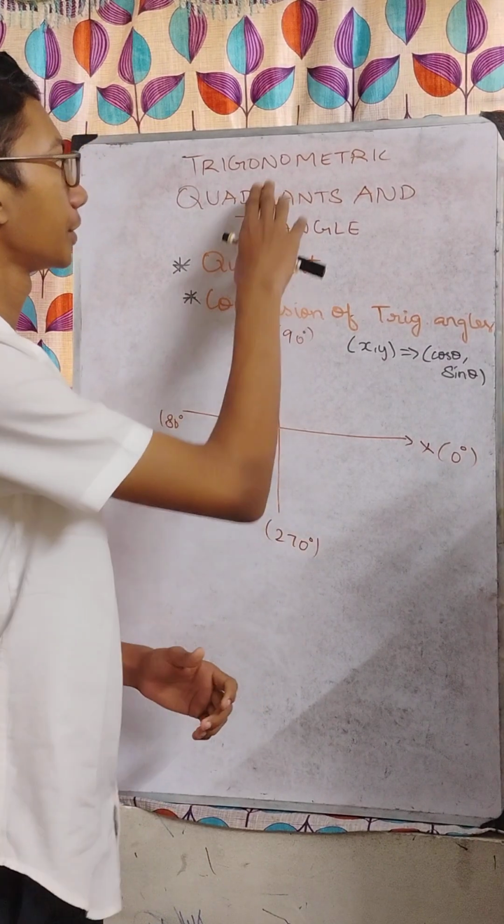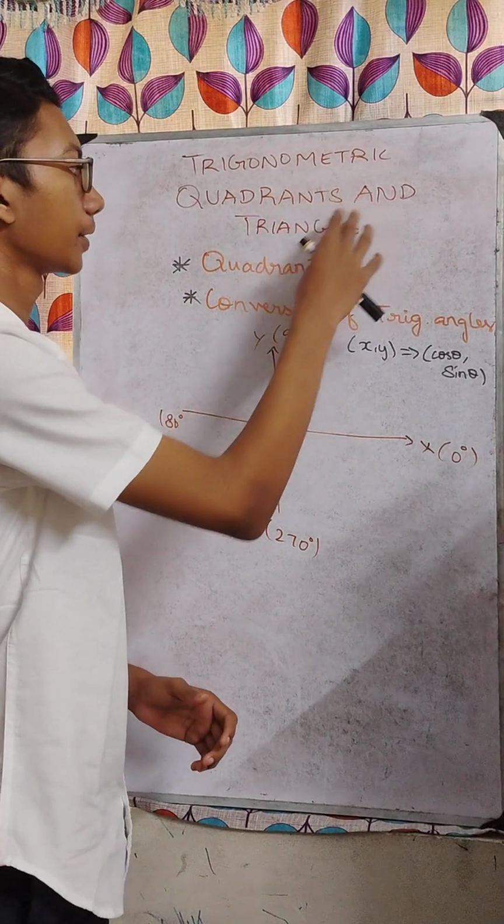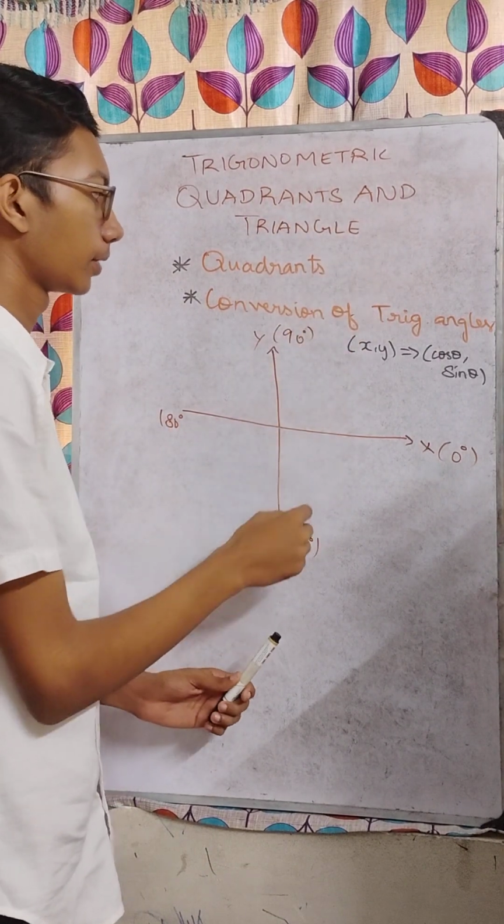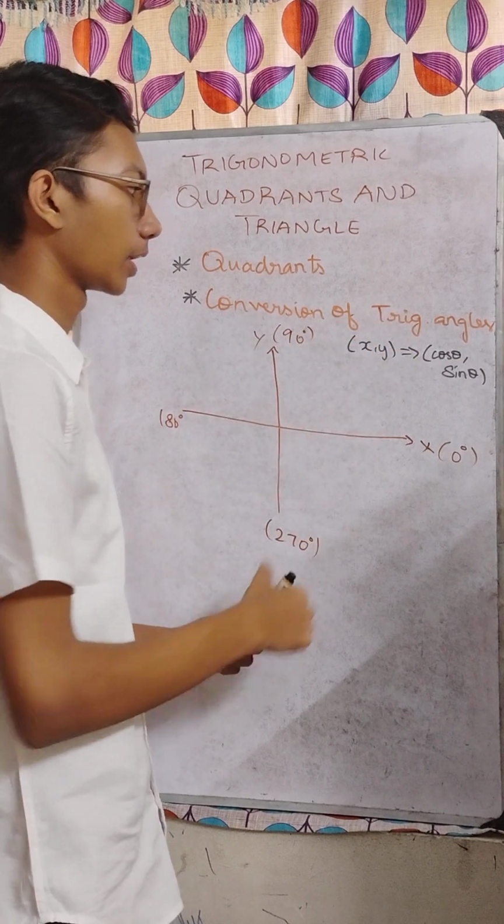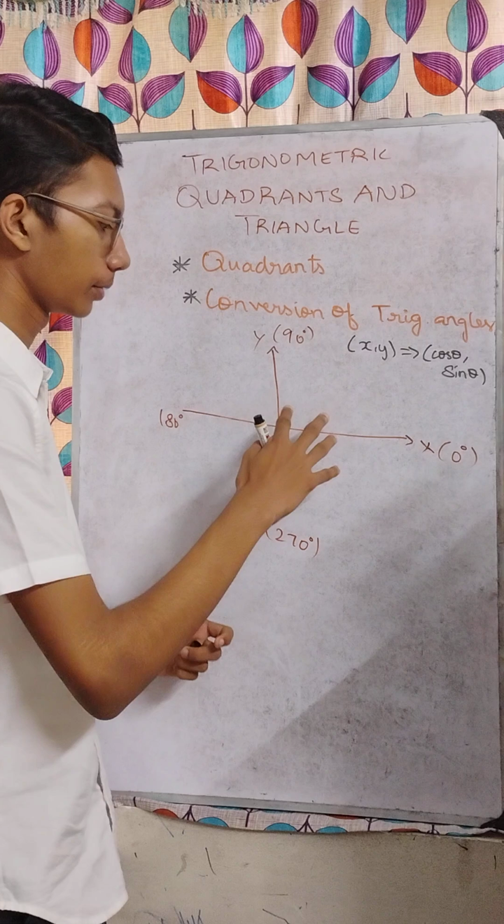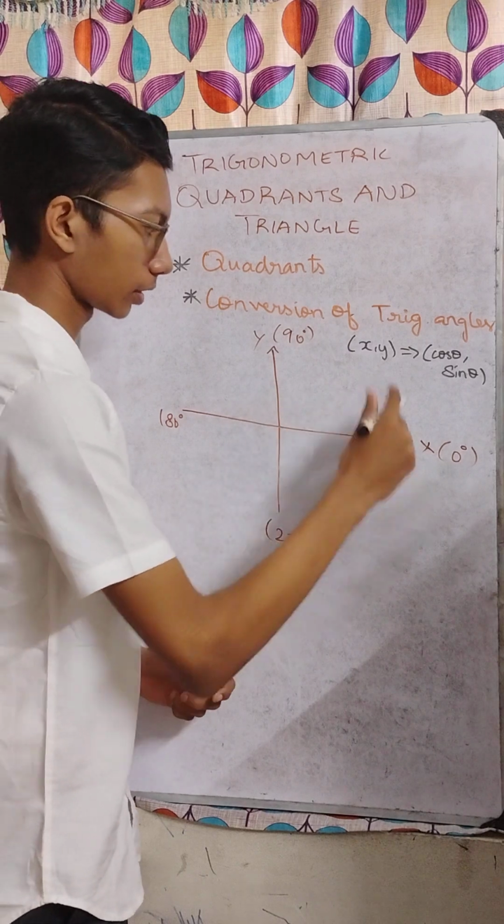In this video, we will see about trigonometric quadrants and triangle. So first we will see the quadrant system in trigonometry, then we will see conversion of trig angles using triangle. So first, a quadrant. This is just a basic quadrant, that is Cartesian quadrant.